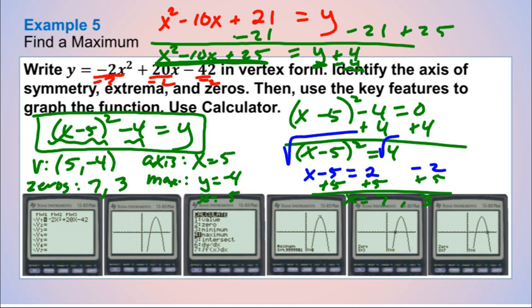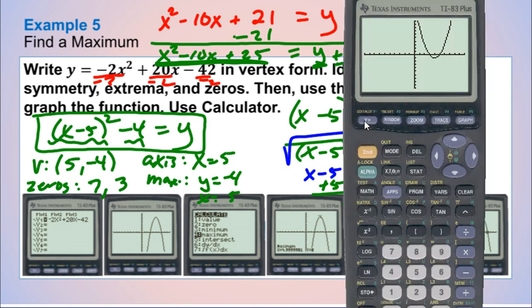So now let's go to our calculator. And we're going to type that equation in here. So -2x squared plus 20 minus 42. And if I hit the graph button, let me go back to see if I have it. I forgot the x here. So put an x and then plus 42.